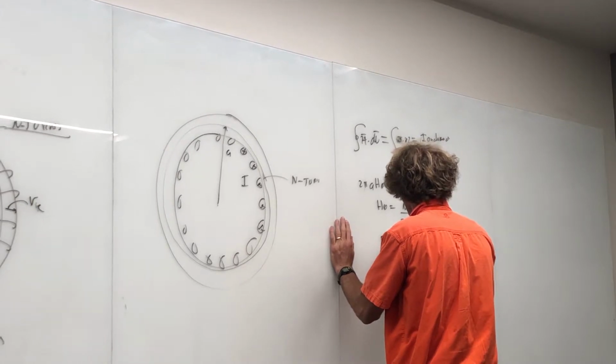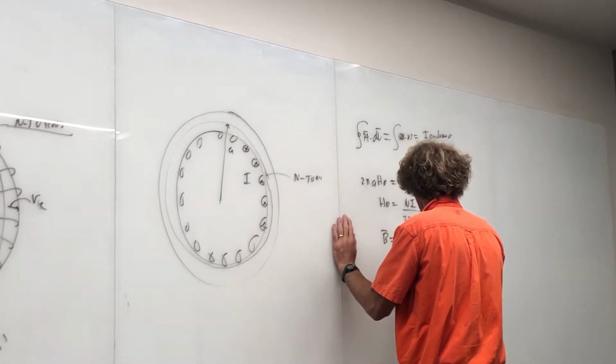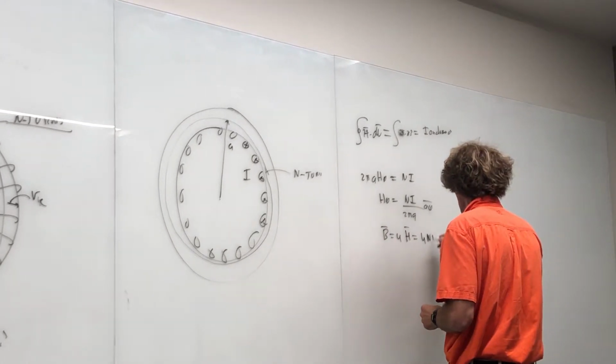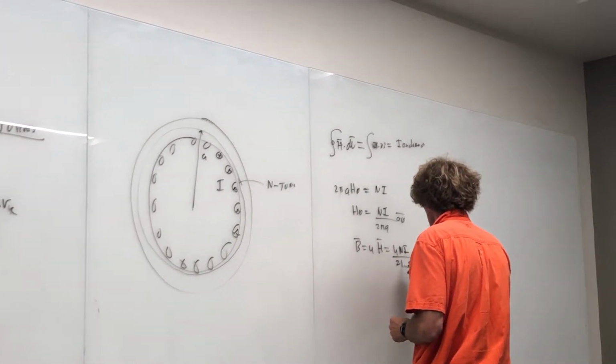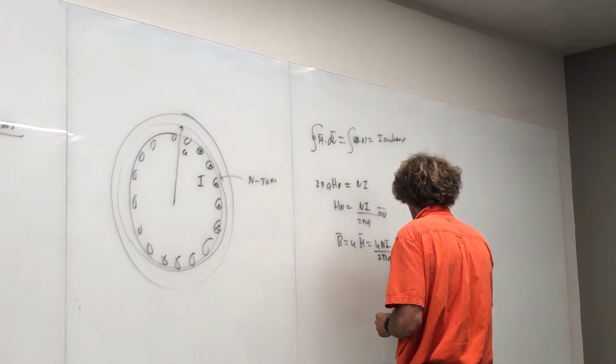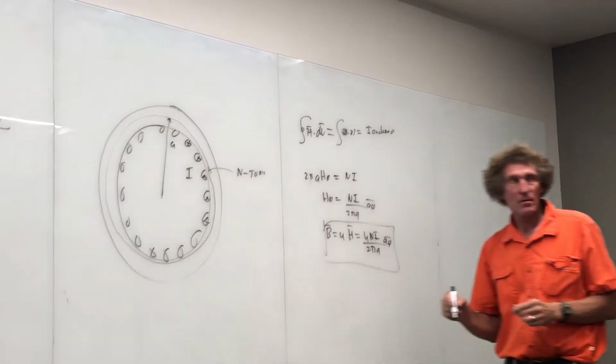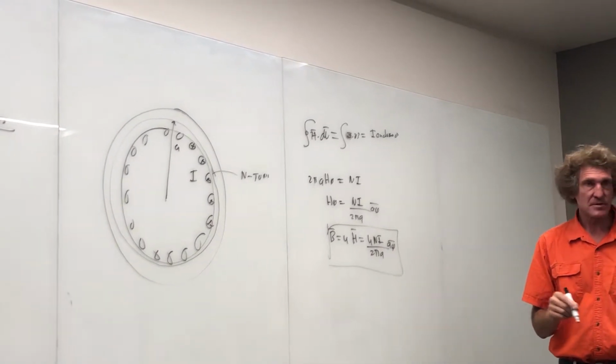And that means B would be equal to mu H, or it would be equal to mu times N times I over 2 pi A, in the phi direction. Now I have my B field. All right. Now please watch this next one.